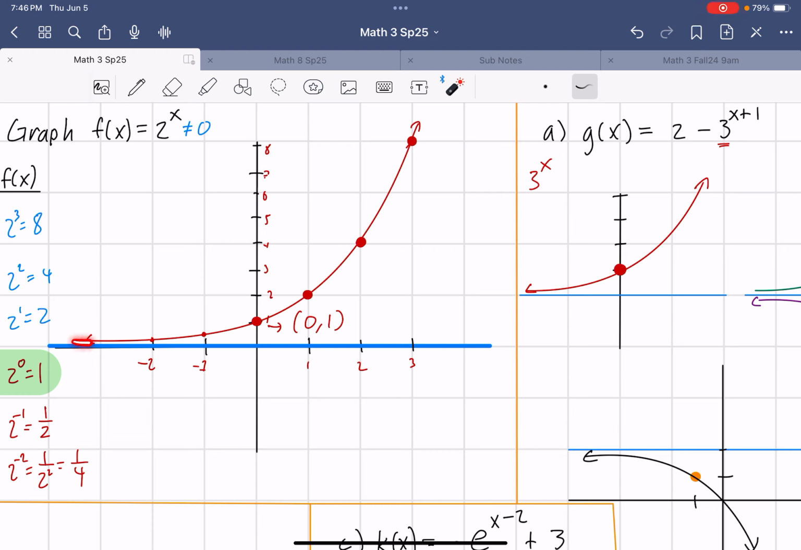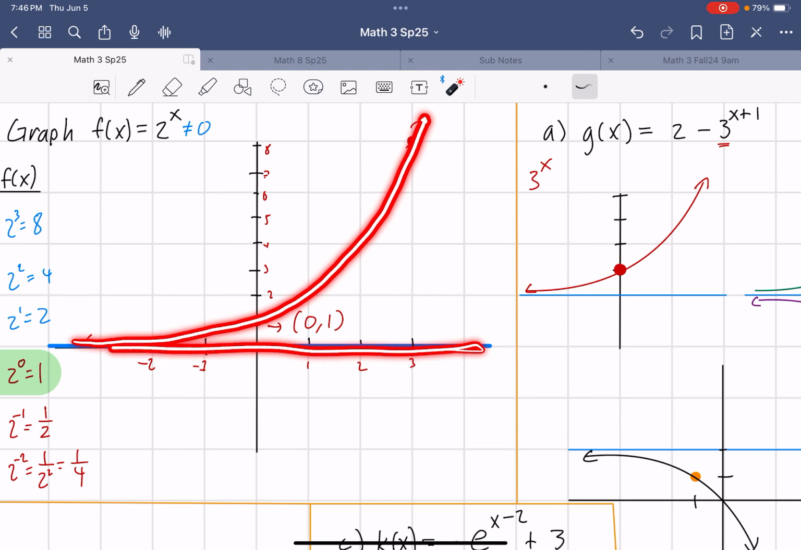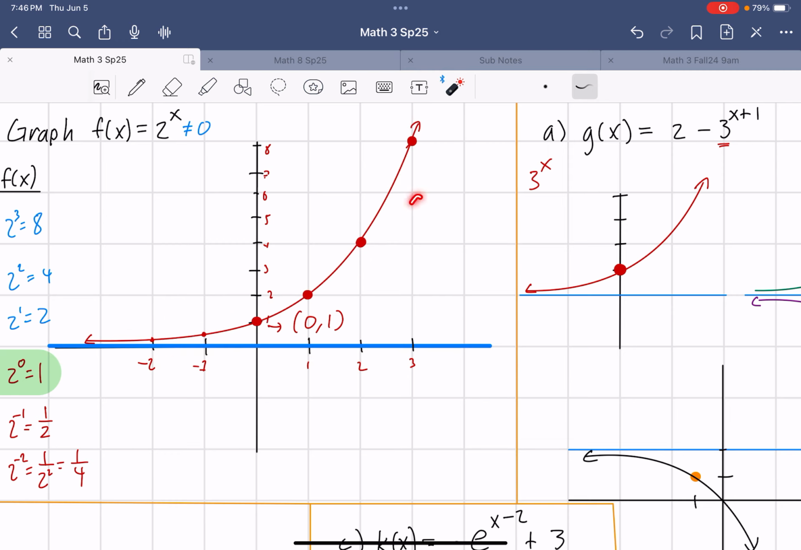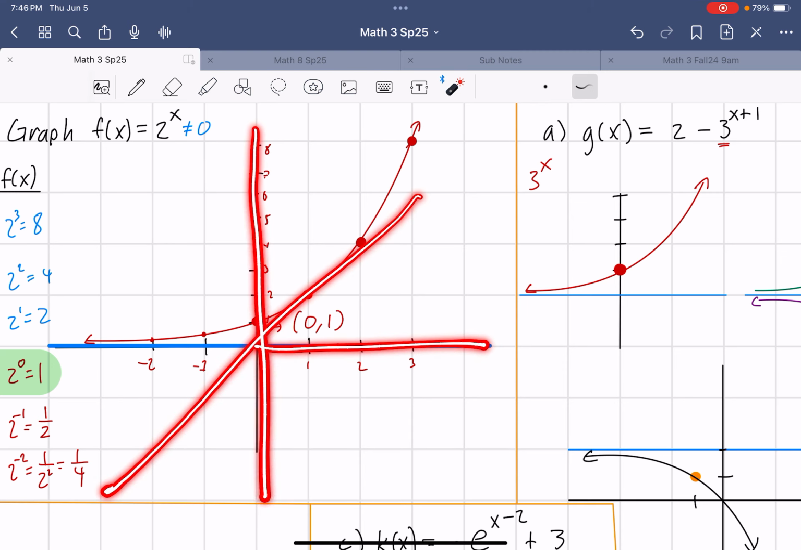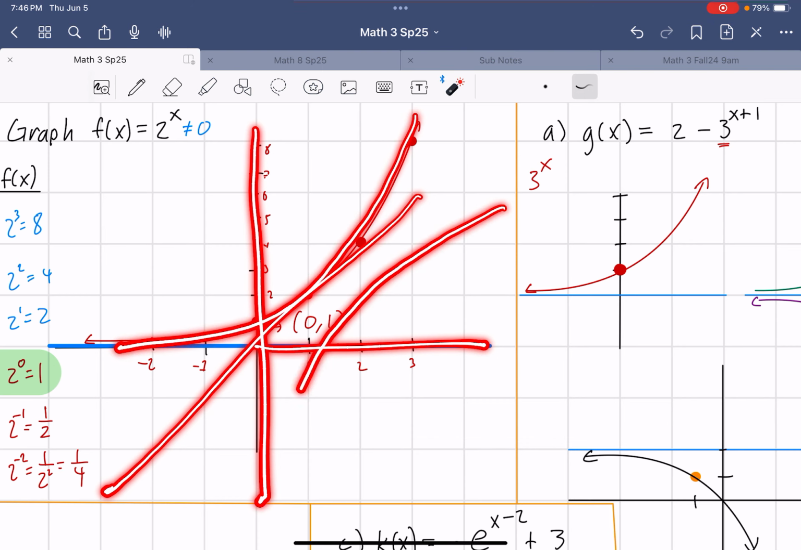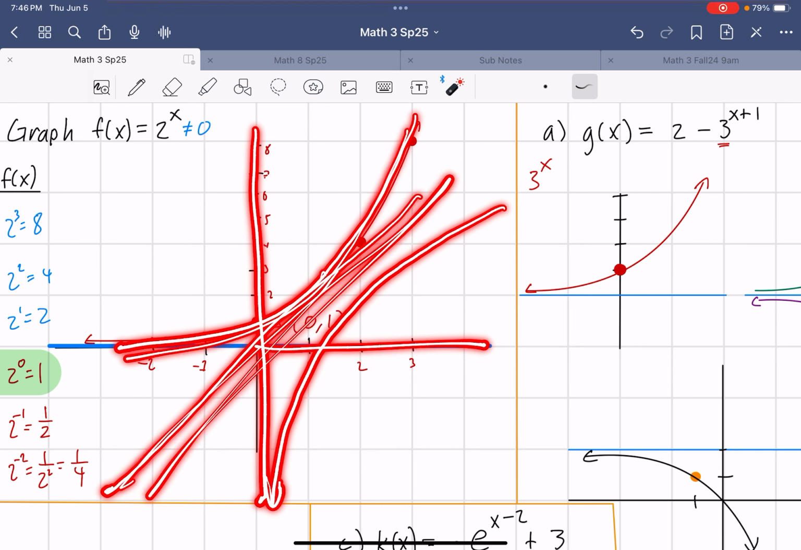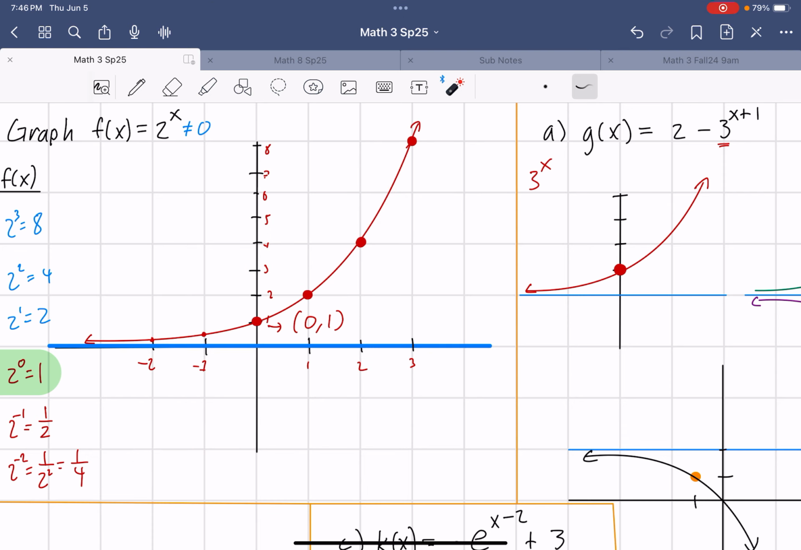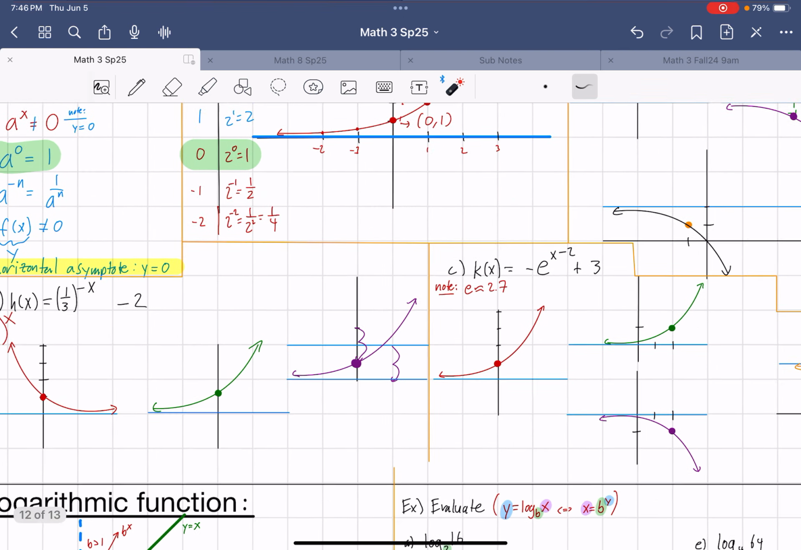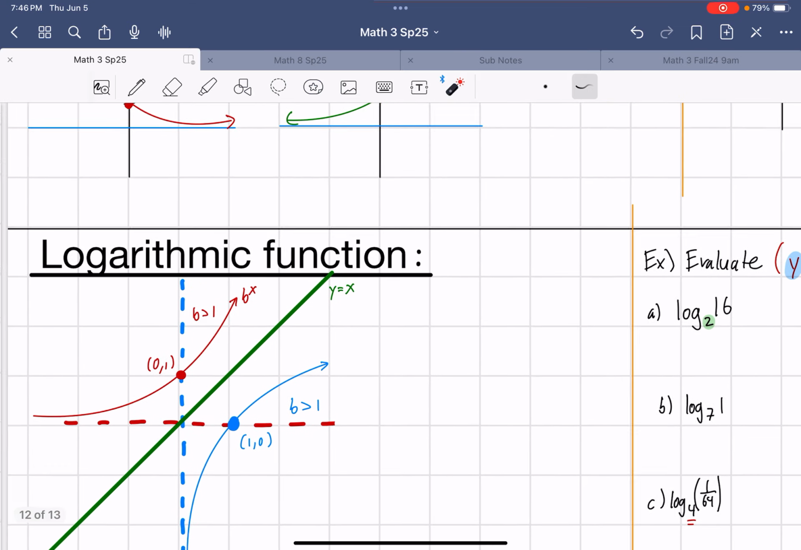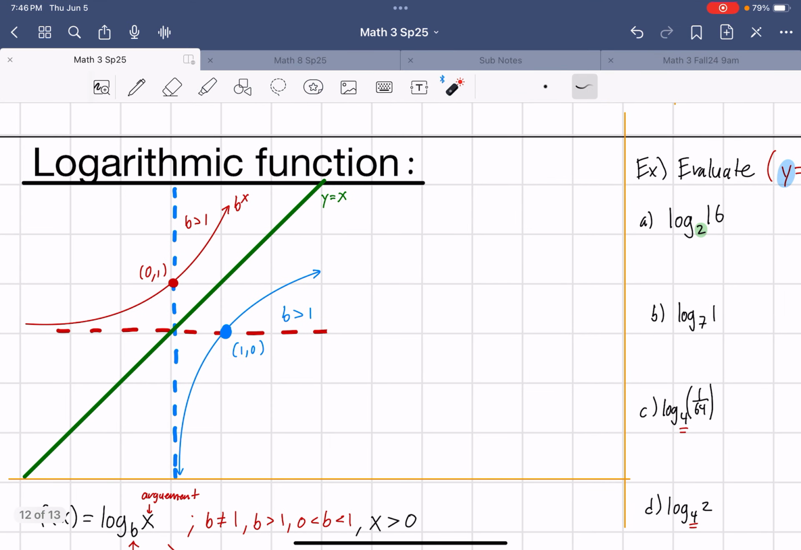And if you notice, the exponential function followed this horizontal asymptote. But if you do a reflection, that horizontal asymptote actually becomes a vertical asymptote. So instead of approaching this horizontal asymptote, it's going to approach this vertical one. And there you can sort of see how they have symmetry over that y = x line, telling you that they're inverses. And that inverse is known as a logarithm.